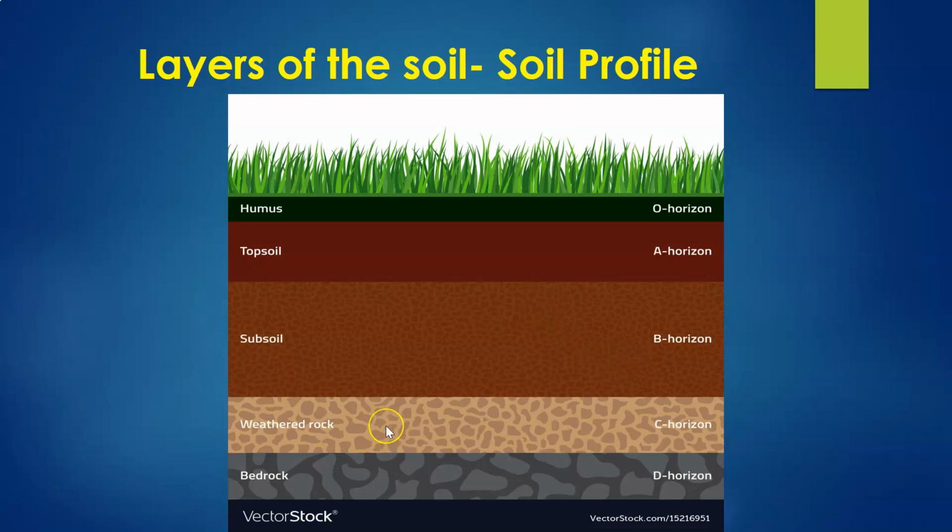The third layer is called the weathered rock. The weathered rock, or the C horizon, is the mixture of weathered rock or bits of rock and soil. It has also less humus and less minerals. And finally, the last layer or part of the soil profile is called the bedrock, or the D horizon. It is the hardest part of the soil and it has big rocks.